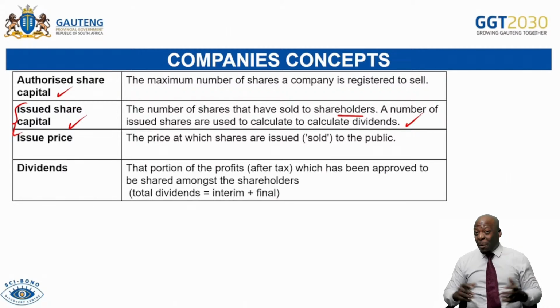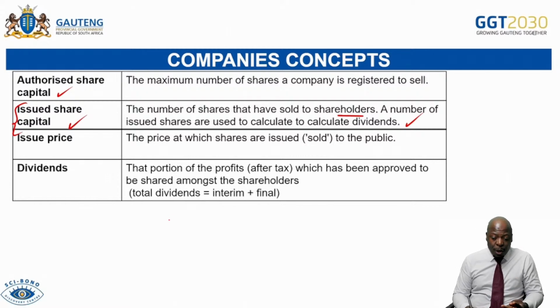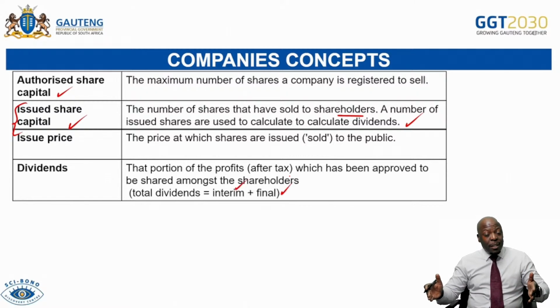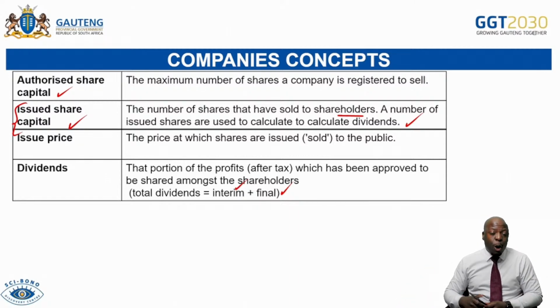Dividends. Okay, so remember I mentioned dividends earlier on. It is that portion of profits after tax which has been approved to be shared amongst the shareholders. And I say there's two. We have what we call our interim dividends and our final dividends. Interim means during. So interim dividends are paid during the financial year, and then the final dividends are declared at the end of the financial year, only to be paid in the next financial year.